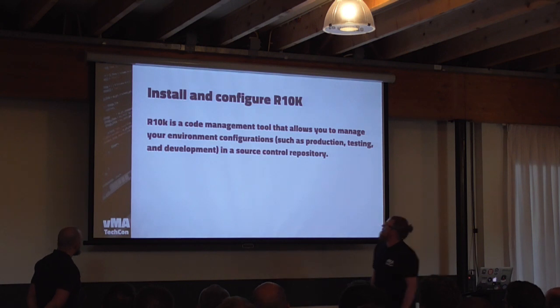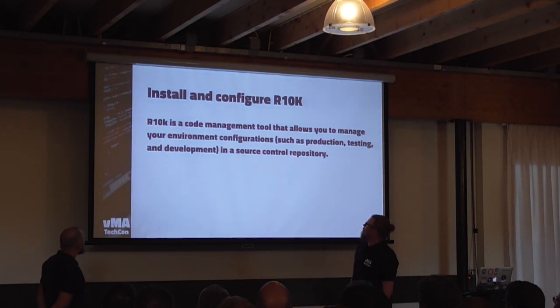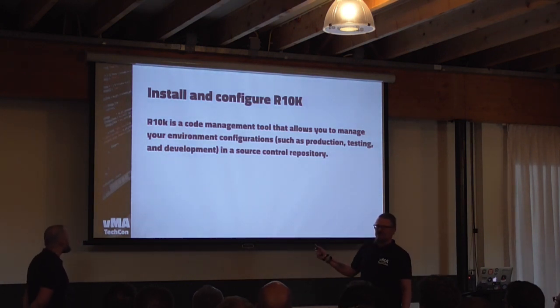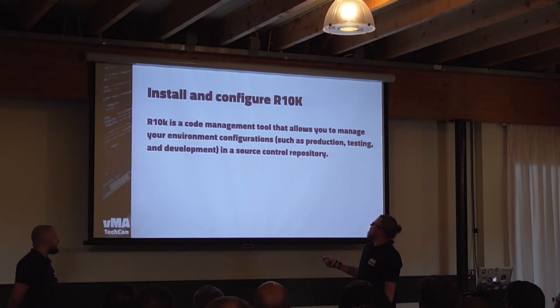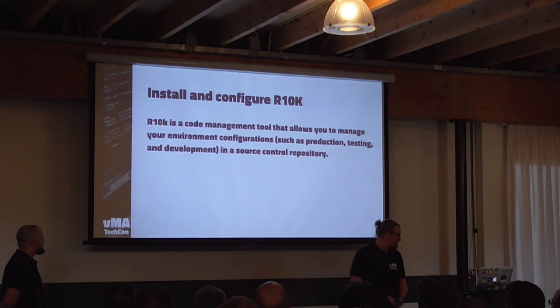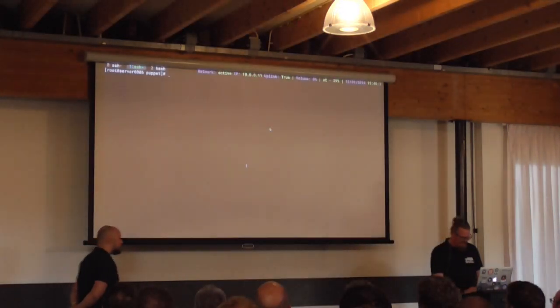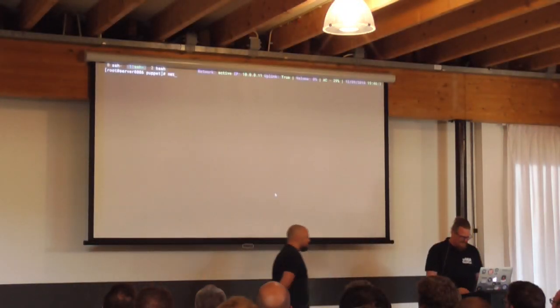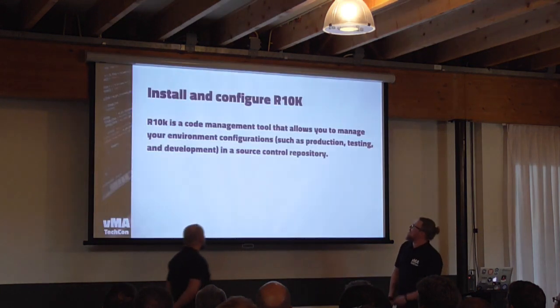Okay, so now we have to install and configure R10K, which is the bit that actually connects to. Wait, did I just cut off the bit where I created a repository? Yeah, I think I did. It was quite a small bit, so. Well, forget it. We're not going to do that again.